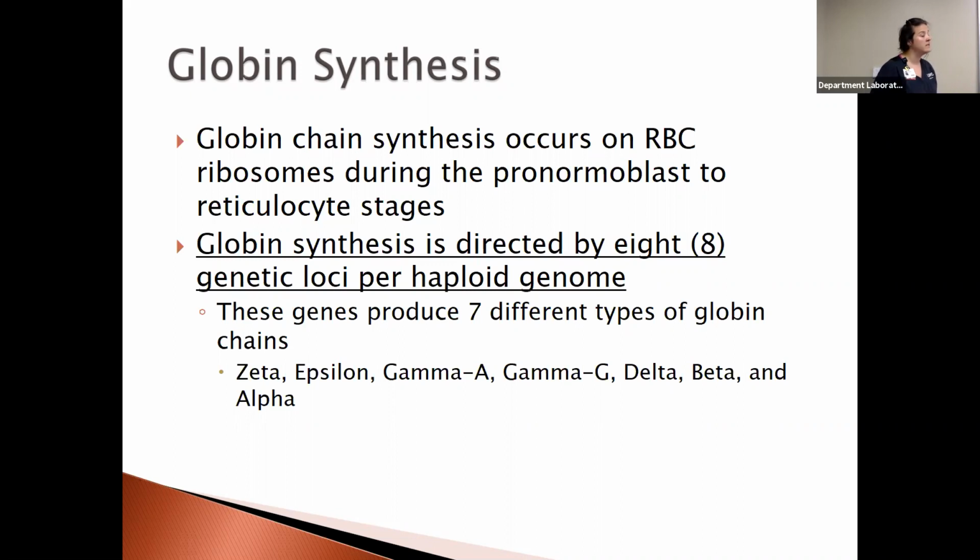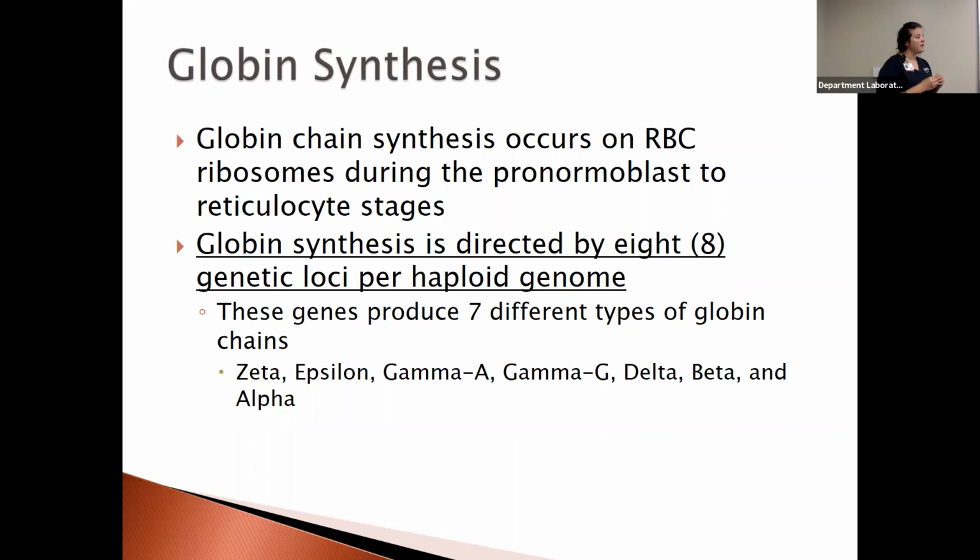All right, so the globin synthesis is actually going to be directed by 8 different genetic loci per haploid genome. This is going to result in 7 different types of globin chains. So you have your zeta, your epsilon, your gamma A, your gamma G, your delta, beta, and alpha. Those are all the different types of chains.